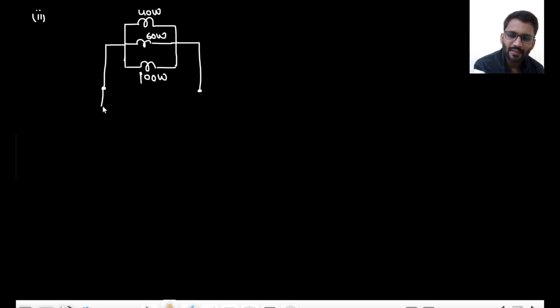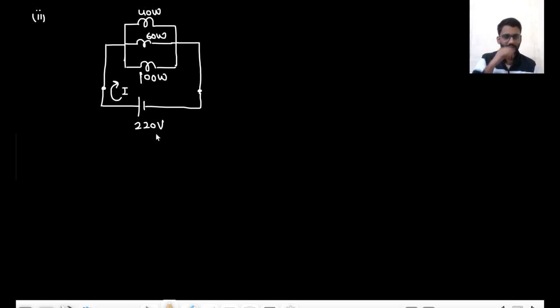And what is the supply? Supply is 220 volt. Okay, you need to find the power delivered by the voltage source. That means you need to find the current from it. Then voltage into current will be your power.